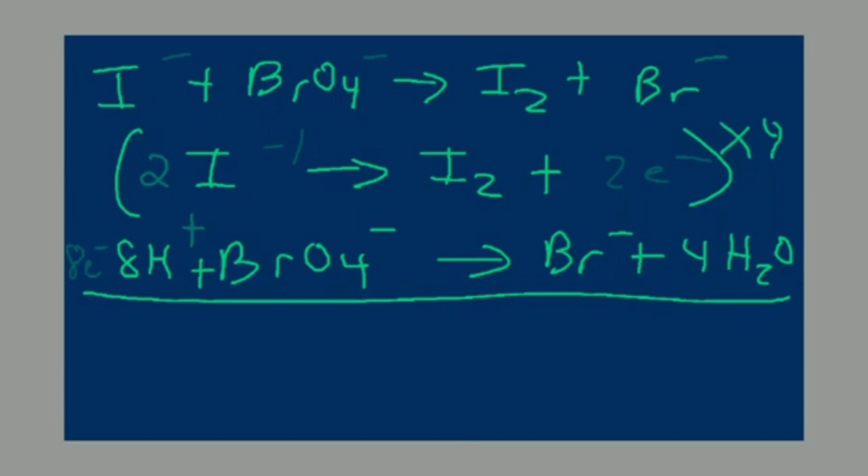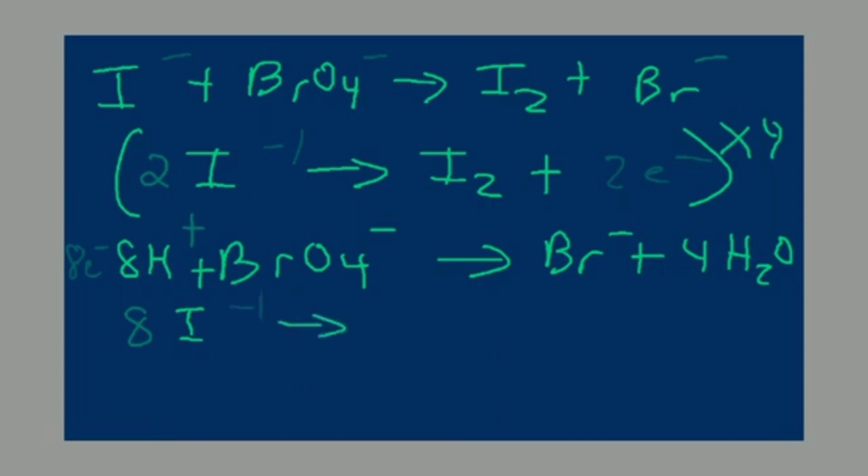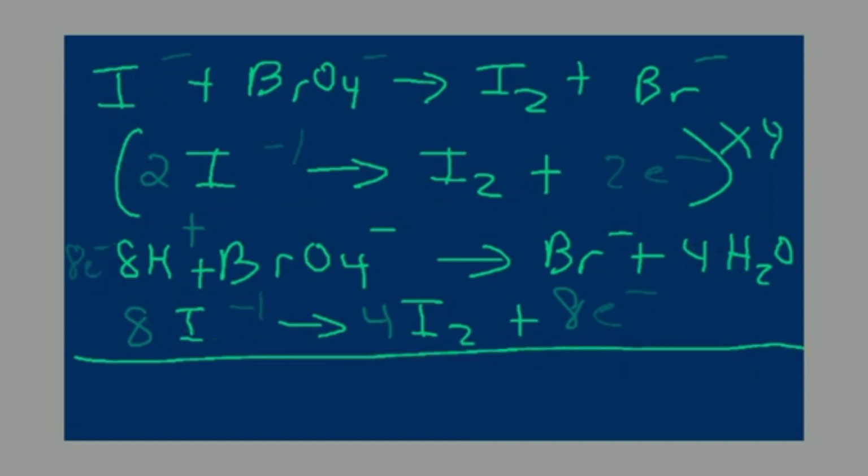So now, let's multiply the first half reaction by 4. So we're going to have 8 iodide ions, 4 I2 molecules, and 8 electrons. So let's add these two half reactions. So as always, the electrons will cancel. So everything else, we just simply need to bring it down.